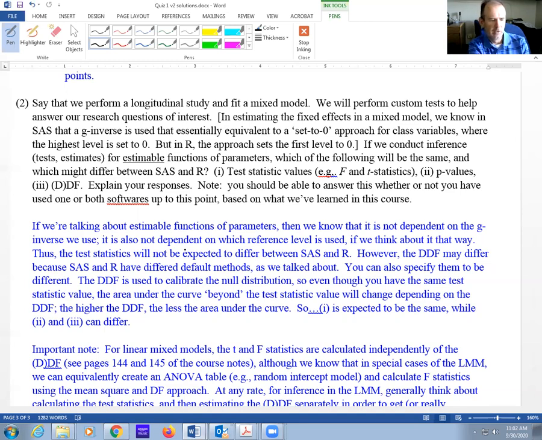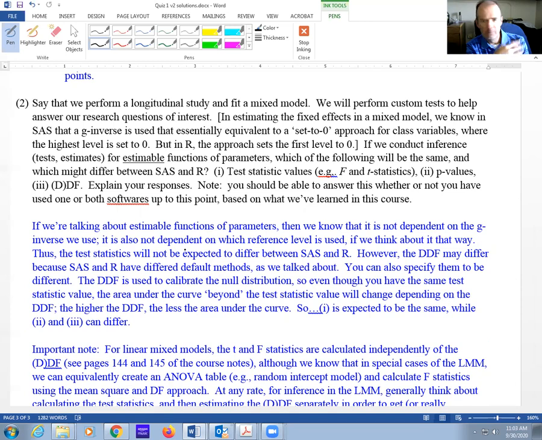Now, if you're talking about specific beta estimates, and I probably should have added that in this question, I'll do that next year, the specific beta estimates do depend on those things, right? The linear combinations of those that are estimable don't depend on those. So we'd expect the test statistics to be the same.